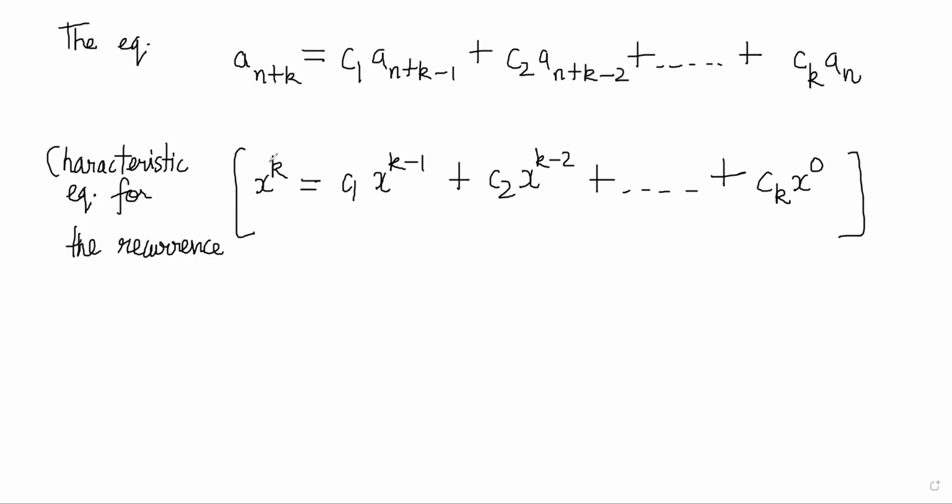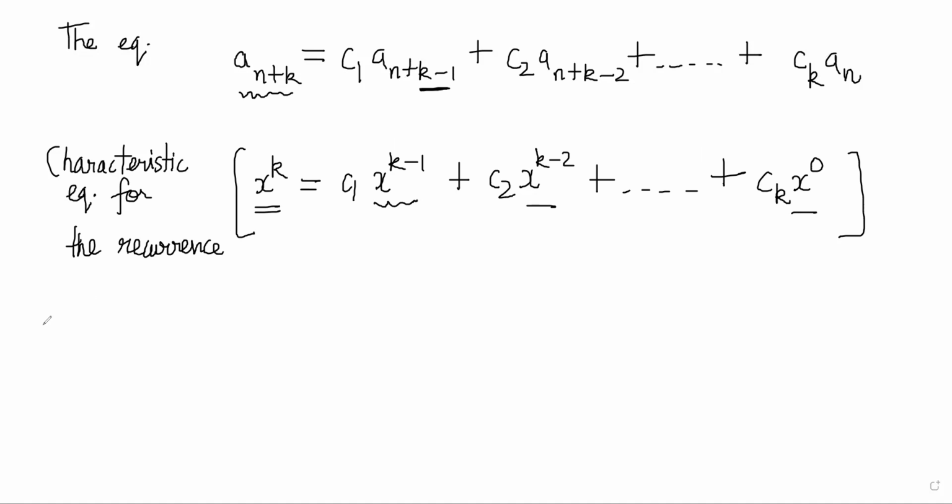Notice that the pattern of this equation is exactly similar to the pattern which defines our recurrence. So here it was an plus k, here it is x bar k. This is k minus 1 above the n, so it is x bar k minus 1 and so on. You can see the pattern.